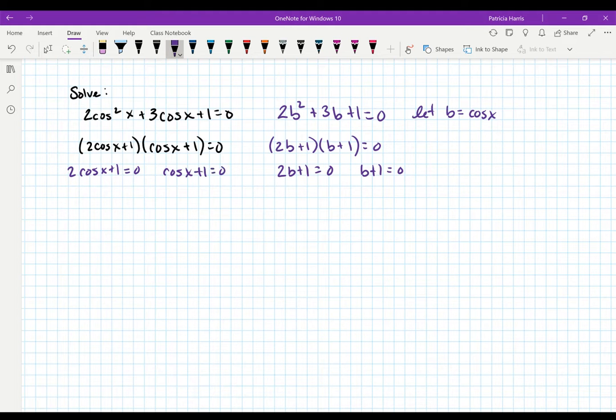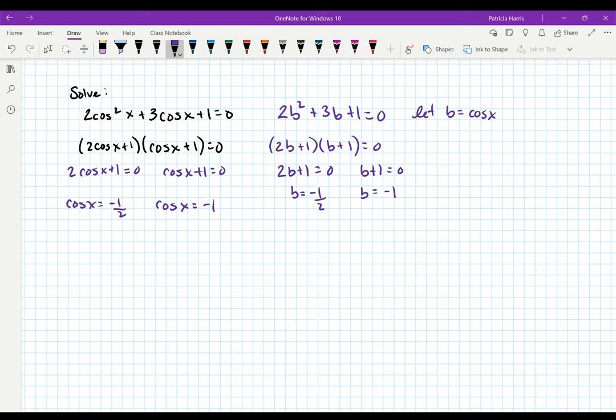Okay, so now you have to think about exactly how to solve your equation. So if you were to go over here to your right and solve this one, you would get b is equal to negative 1/2. B is equal to negative 1. Same thing over here, except it says cosine of x is equal to negative 1/2, cosine of x is equal to negative 1. Now this one is a little bit more straightforward because negative 1/2 and negative 1 are ratios that are on the unit circle for cosine.